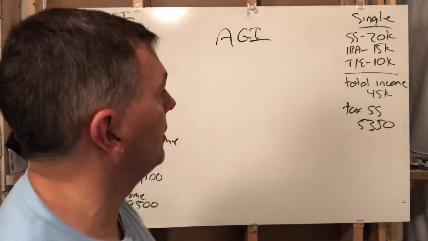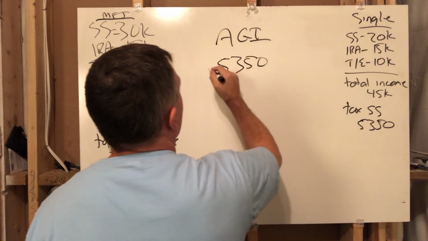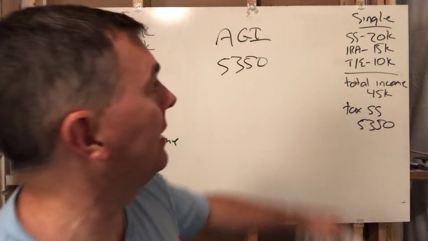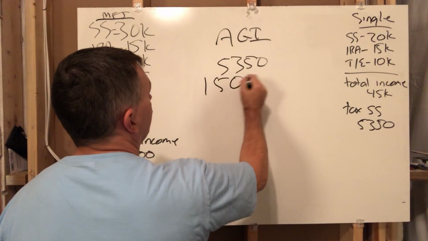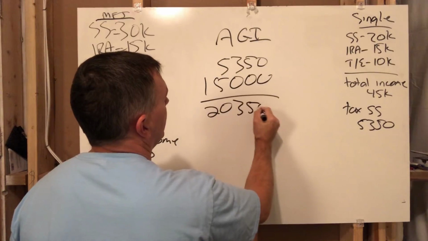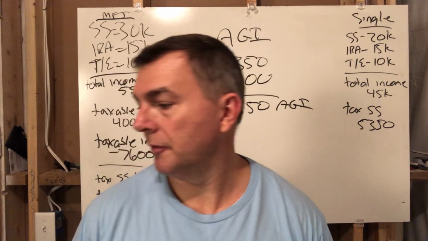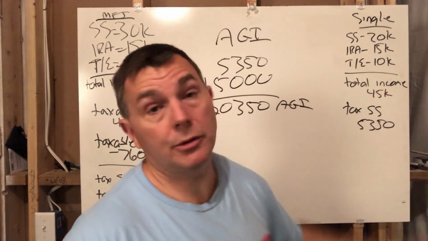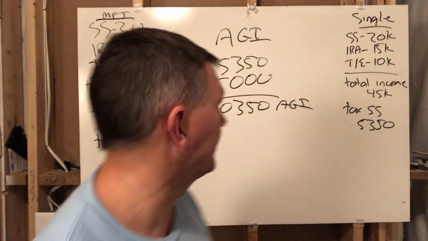So now what we do is we take our taxable Social Security, 5,350, and we add to that our IRA distributions, 15,000. We add them up. That's 20,350, our AGI. Now in this case, we do not use our tax-exempt interest because tax-exempt interest is not subject to income tax.